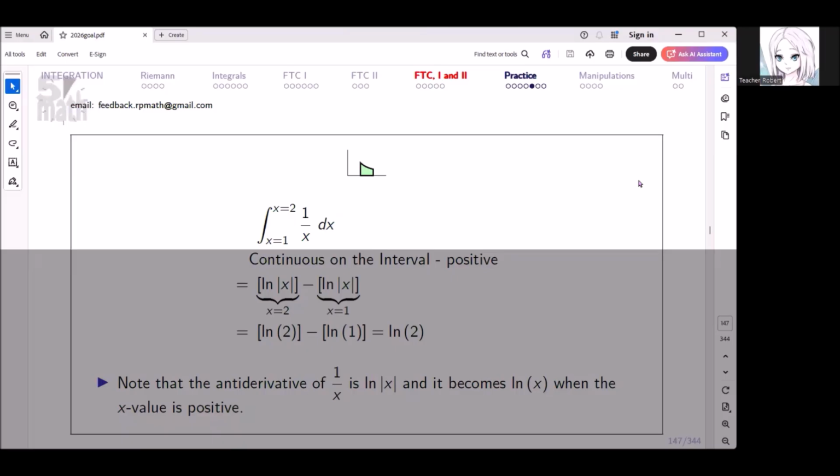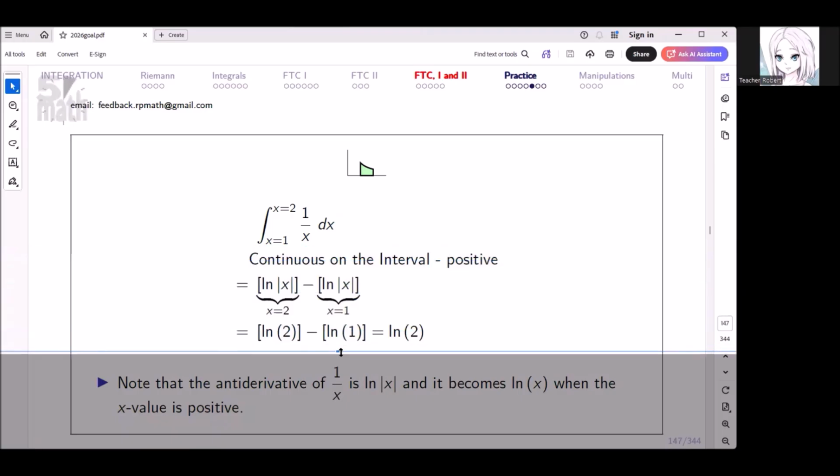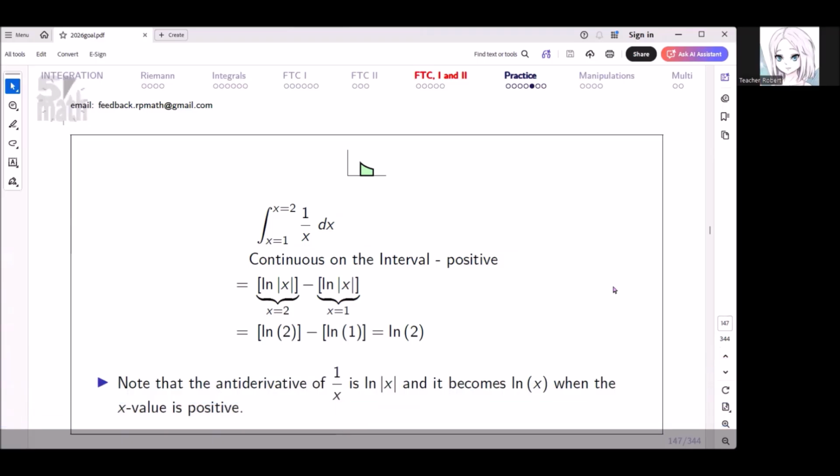Integral from x equals 1 to x equals 2, 1 over x dx, we should get ln 2. Note that the antiderivative of 1 over x is ln absolute value x, and it becomes ln x when the x value is positive.